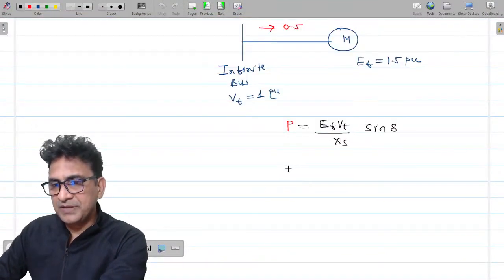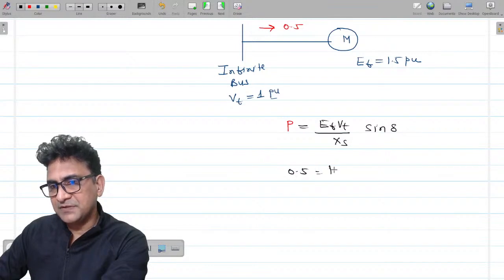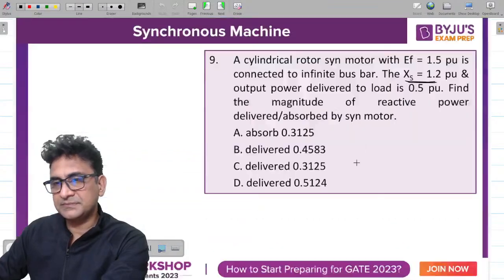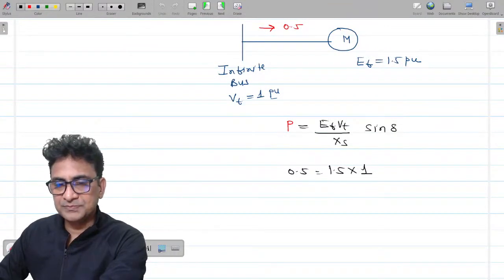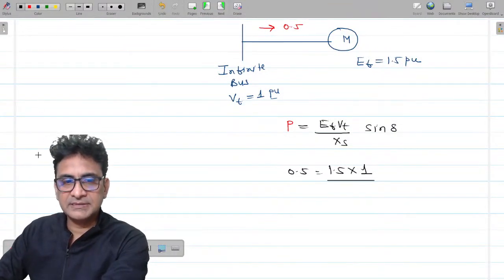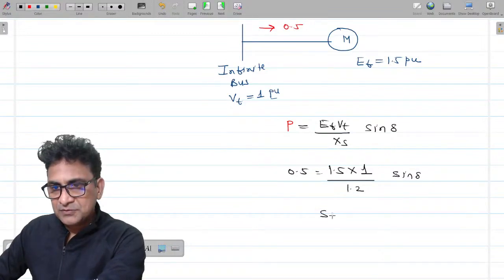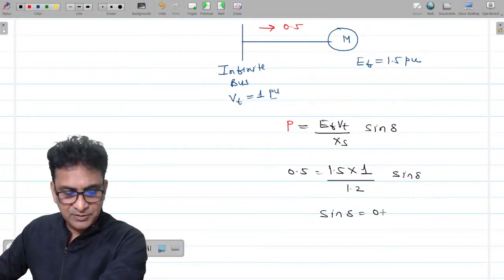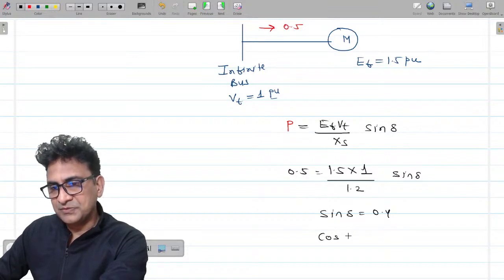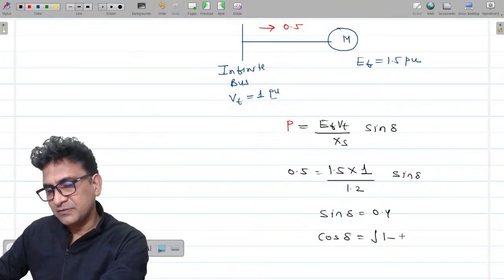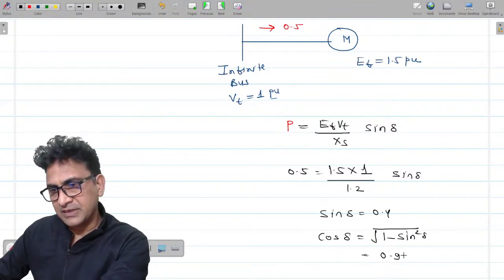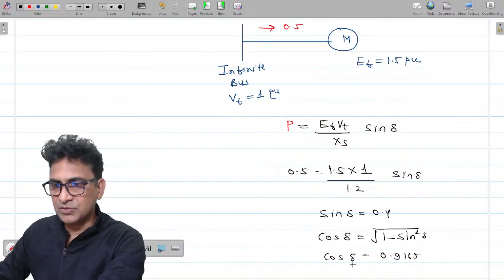So P is 0.5, EF is 1.5, Vt is 1, XS is 1.2, multiplied by sin delta. If you solve this equation, you will get sin delta equivalent to 0.4. If sin delta is 0.4, you can also find the value of cos delta, the square root of 1 minus sin square delta. It will come 0.9165. So now we have the value of sin delta as well as cos delta.